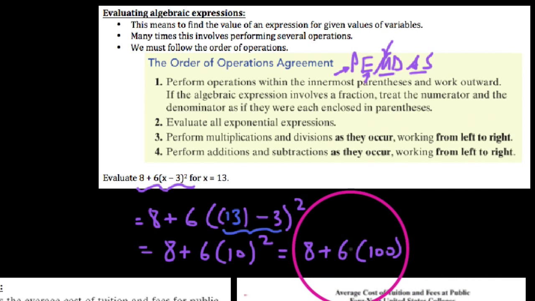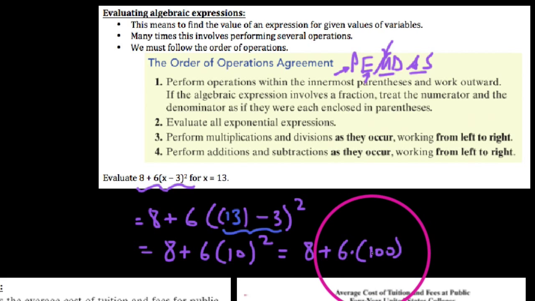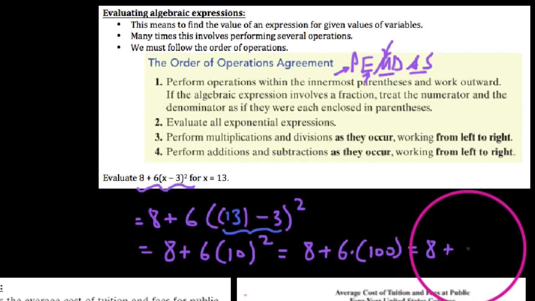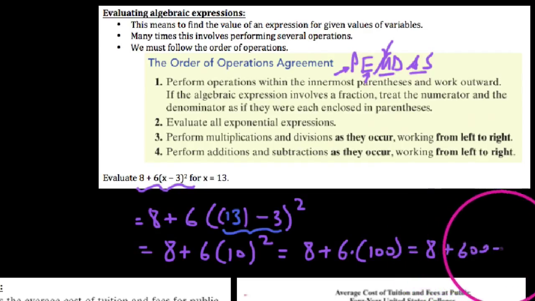Following up with this, I notice that I have some multiplication in here, no division, but I'm going to have to do that next. So 8 plus 6 times 100 is 600, and then finally we can carry out our addition. So we get a final value of 608 when we evaluate this.